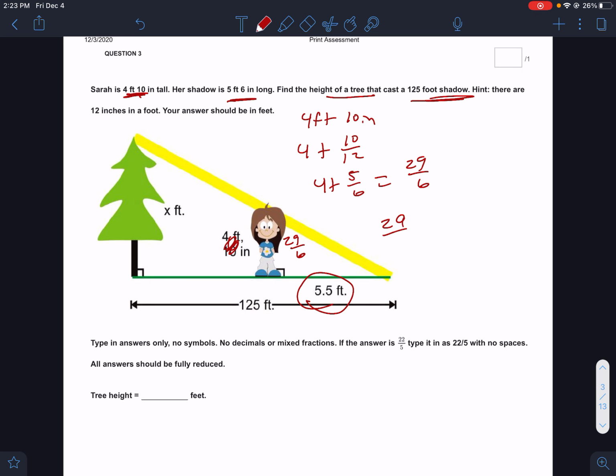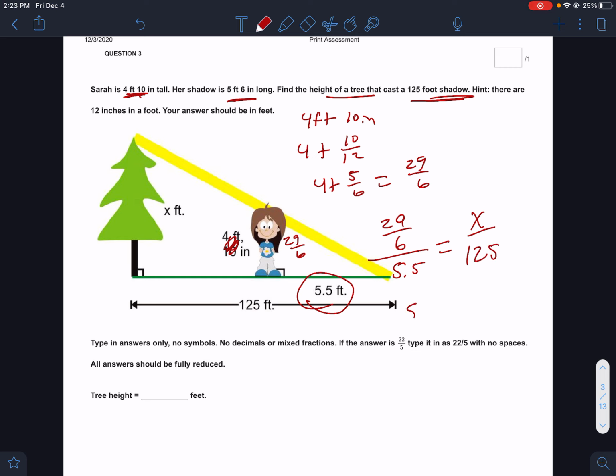So it's going to be her height, 29 over 6, divided by her shadow. They called it 5.5. I'll call it 5.5, sure. As long as you're not rounding, that's okay. Equals the tree's height, which we don't know, over the tree's shadow, which is 125.